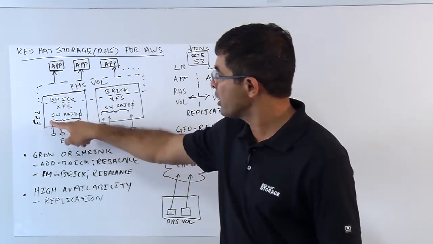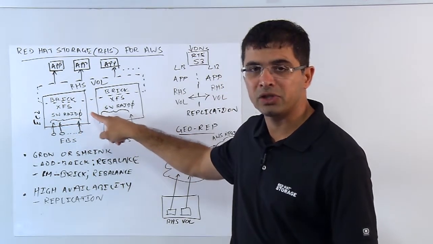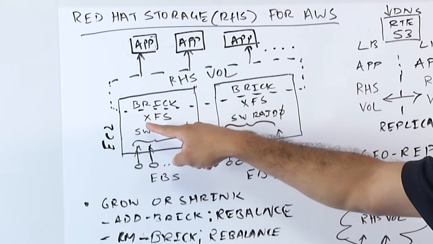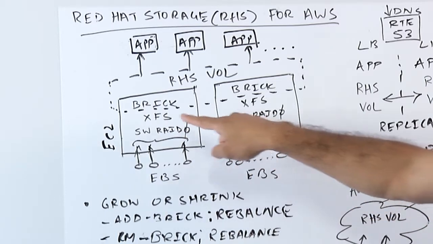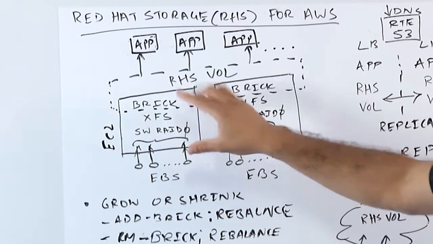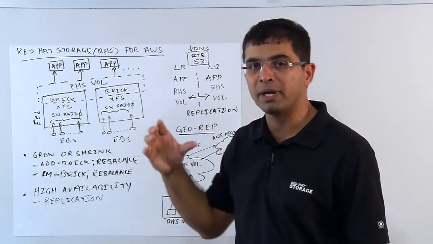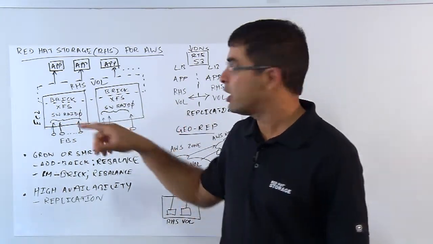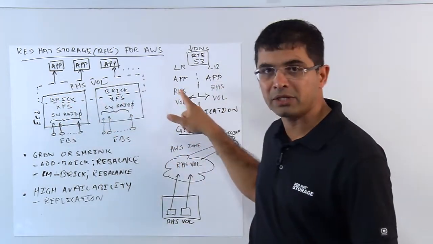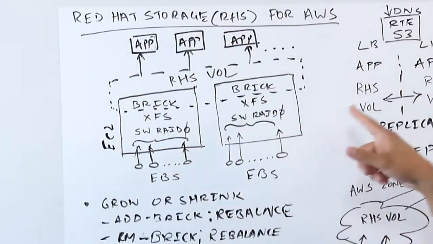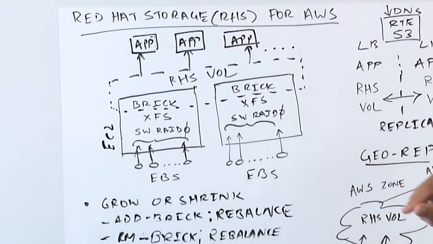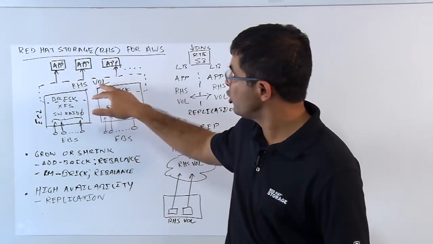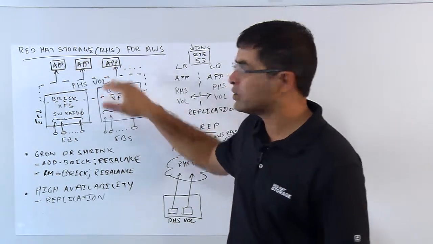Once you have that going, you can create a software RAID 0 on all of these EBS volumes and run XFS, the extended file system, on top of it. Once you have that file system, that forms the basic unit known as a brick, which is the logical unit on which Red Hat storage operates. You take multiple of these bricks and create a Red Hat storage volume, and that's what we have done here.